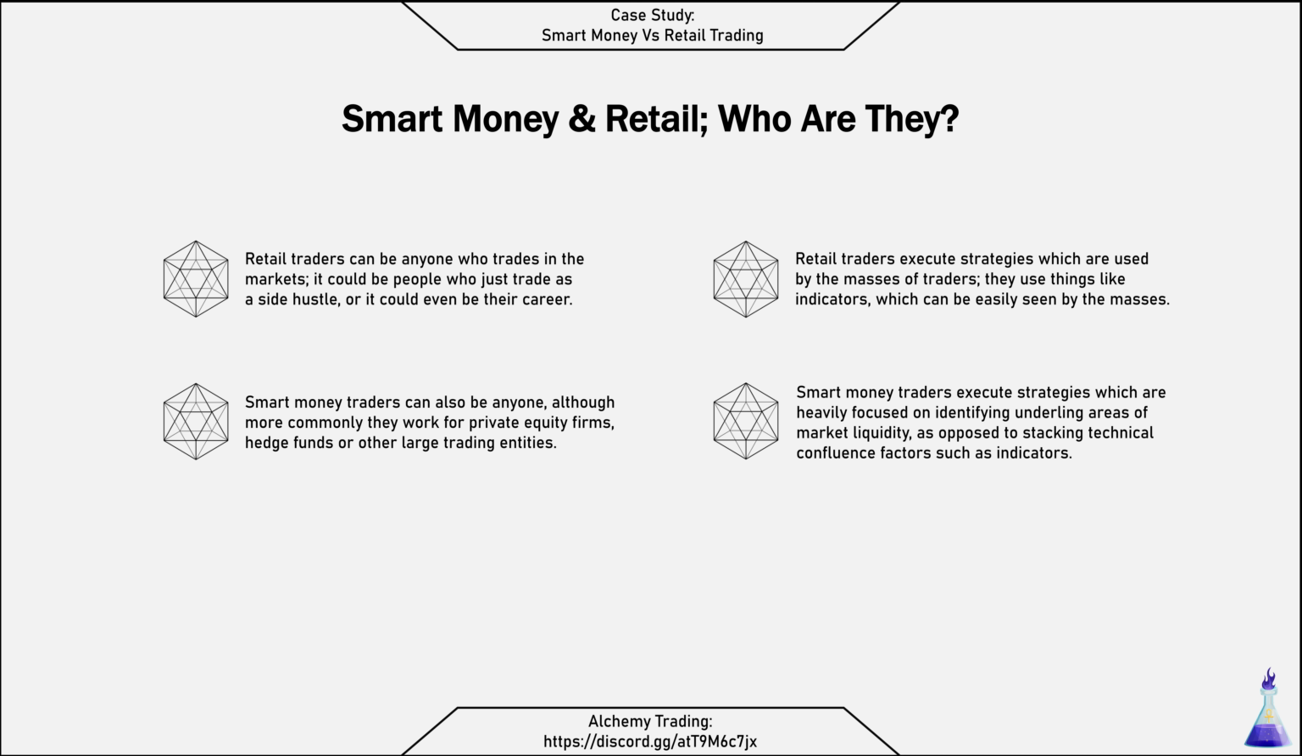Smart money traders execute strategies which are heavily focused on identifying underlying areas of market liquidity as opposed to stacking technical confluence factors such as indicators. You may not be too familiar with the term liquidity. It simply refers to trading activity within the market. For example, retail stop losses are a common source of institutional liquidity. What I mean by this is that if we know that a certain amount of retail stop losses are going to be in a location, we would consider that liquidity, because we know that if those retail stop losses were to get hit, a bunch of liquidity would enter the market, and that's the liquidity which is used by smart money traders.